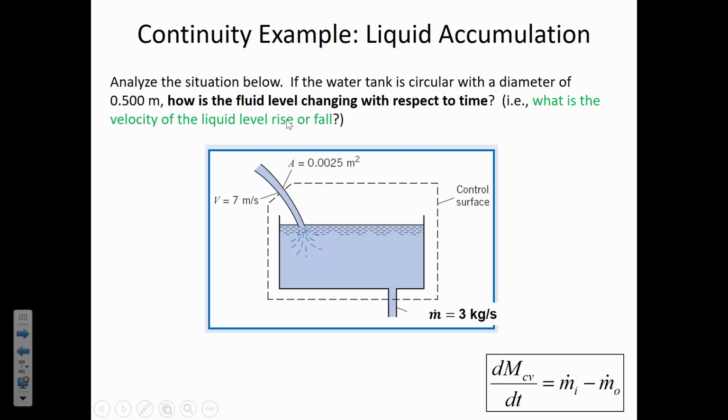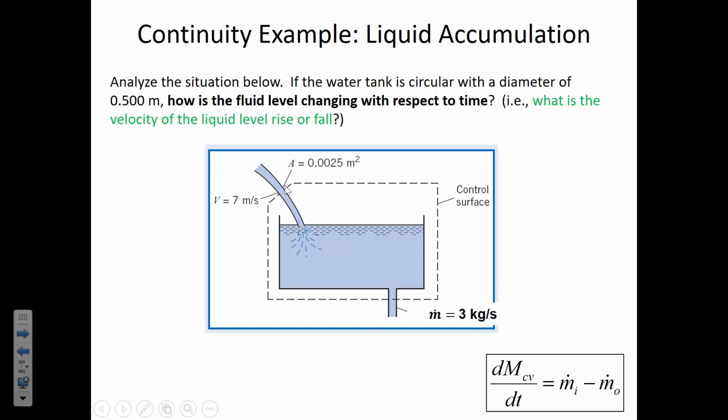This is somewhat related to the in-class exercise that we were working on at the end of class on Tuesday, the Oahe Reservoir, trying to find out how long it would take for the liquid level to fall downward. This is a similar thing where we don't yet know if it's going up or down. We have the given information that this is water, so of course the density of water is 1,000 kilograms per cubic meter.